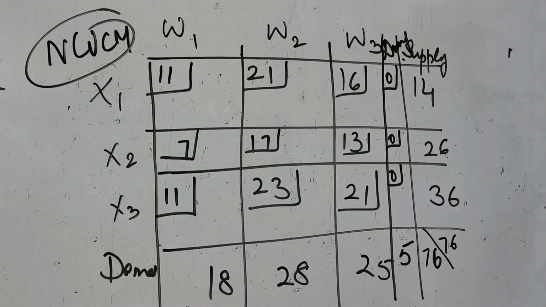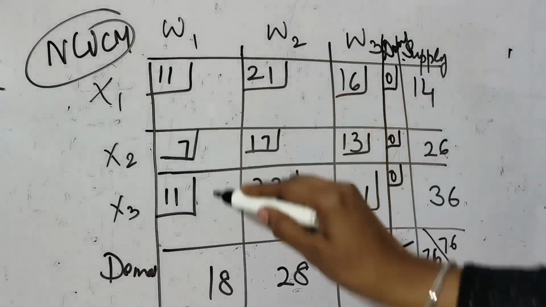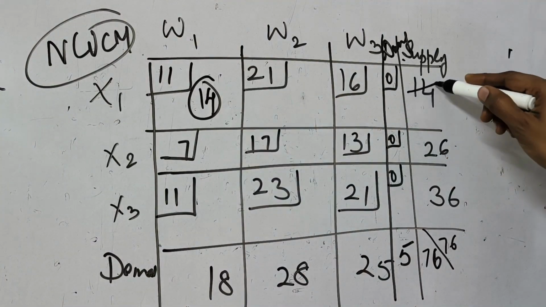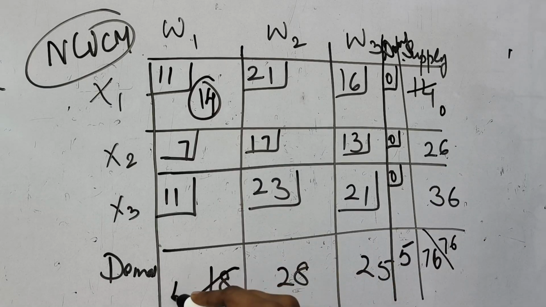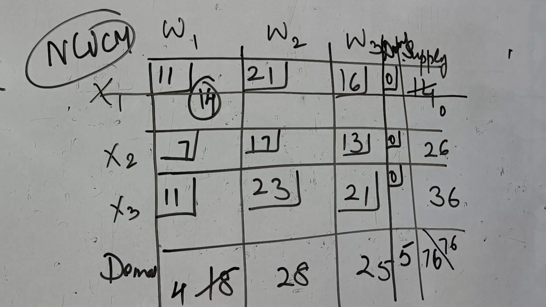We will start with the first corner. Now this is my first corner. In front of that, 14 supply, 18 demand. So I can only supply 14 units. With this, the supply will become 0. Here a demand of 4 will still be left. So I can delete this row, as its total has already become 0.